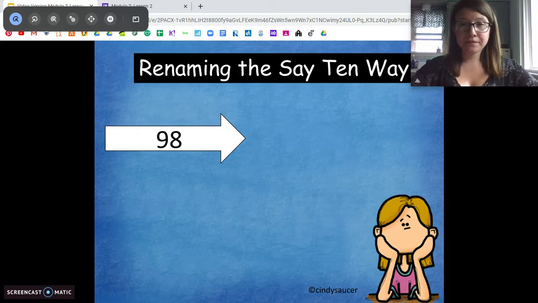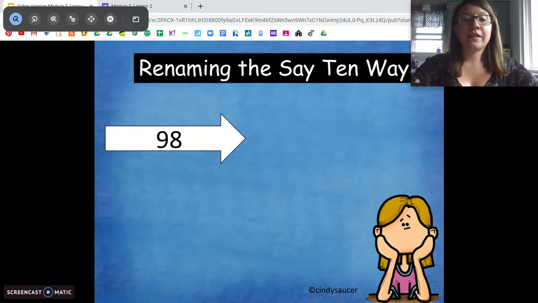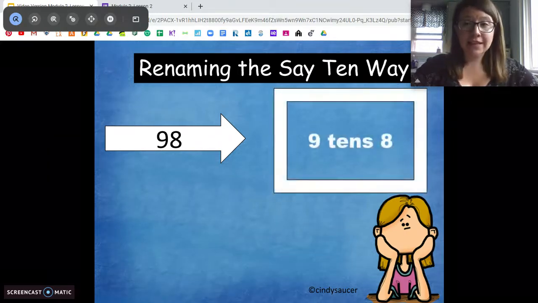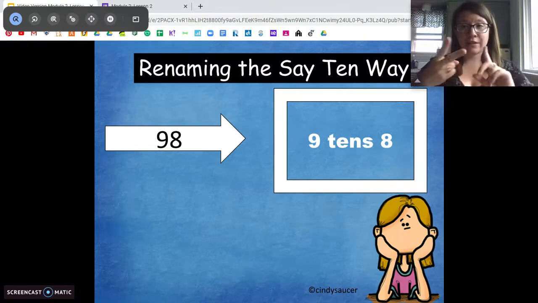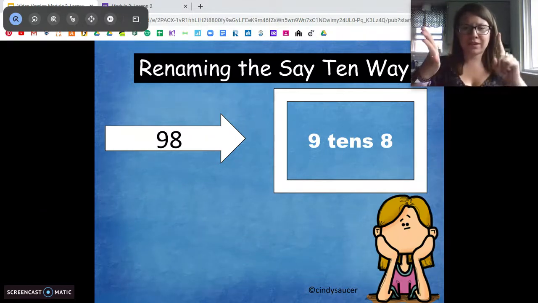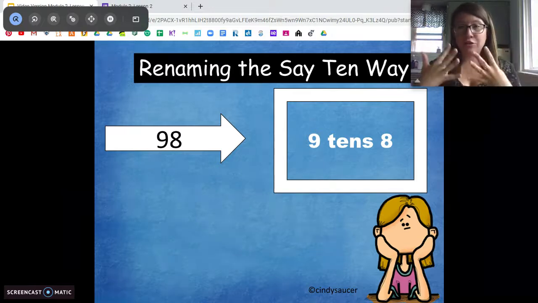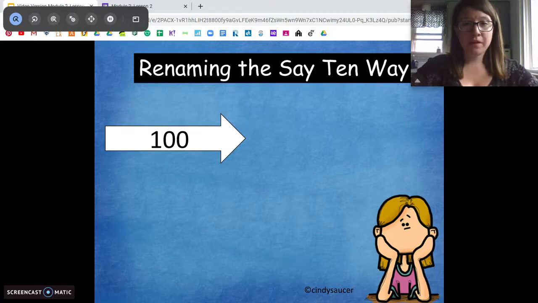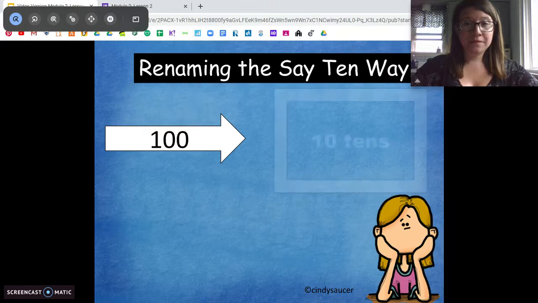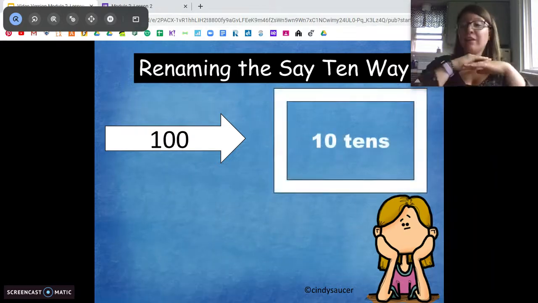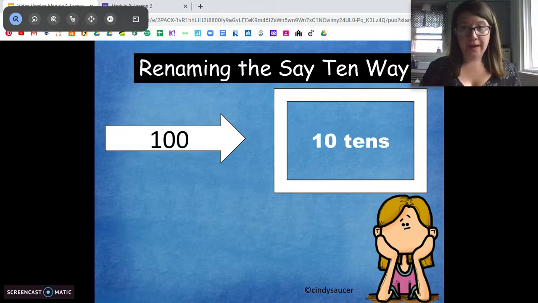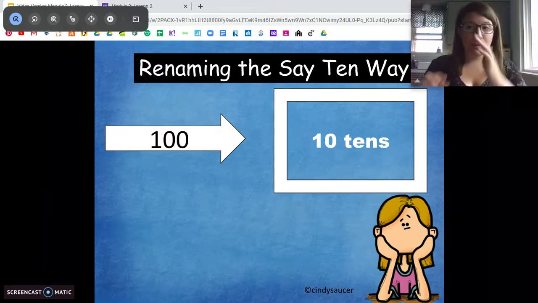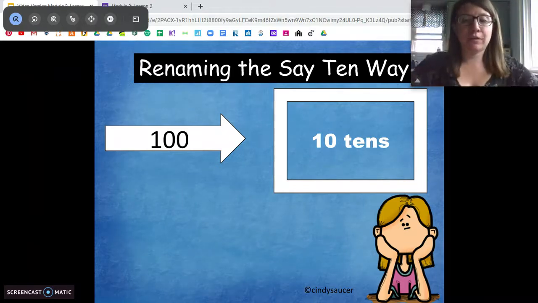98. Now there's 9 tens, 8. 9 tens in 98: 10, 20, 30, 40, 50, 60, 70, 80, 90, plus 8 extra ones. 9 tens, 8. 100. Be careful. How many tens are in 100? 10 tens. There are no extra ones. Okay? 10 tens is how we say 100. Keep that in your brain. You're going to need that as we move forward.